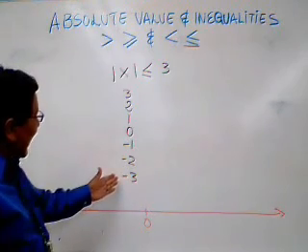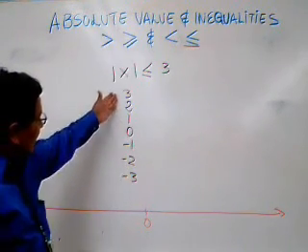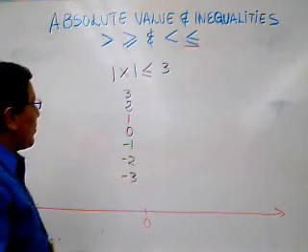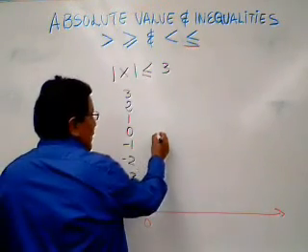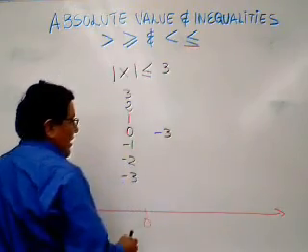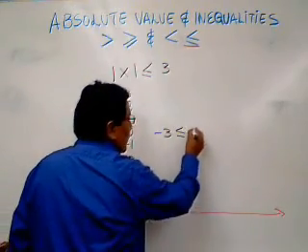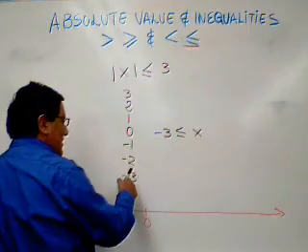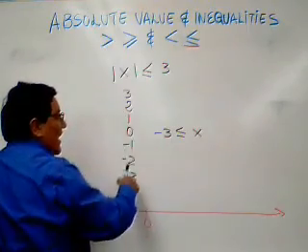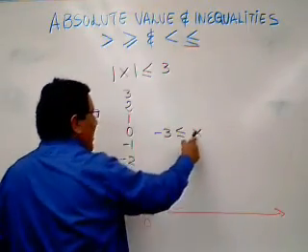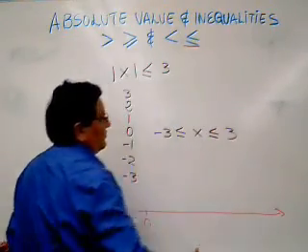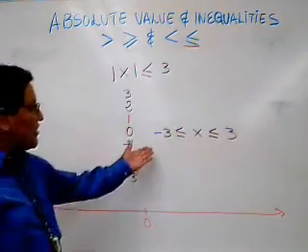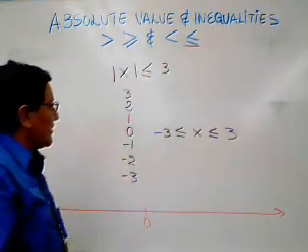So in other words, x takes all these solutions and we can write it like this: negative 3 is less than or equal to x, and at the same time, x is less than or equal to 3. So this will be the solution of this inequality.